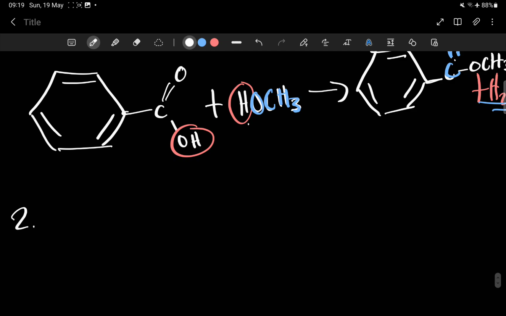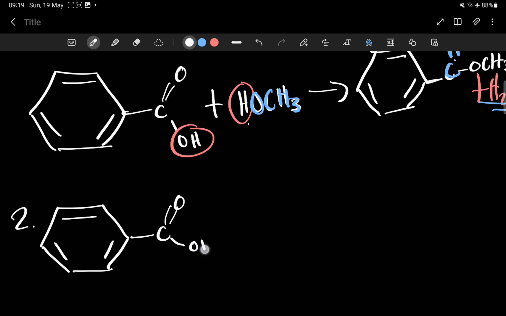Now, let me show you in the second one where the trick is more feasible. Instead of reacting with an alcohol, which we called esterification, here it is now reacting with a base. So let's put the same one, this benzoic acid. Benzoic acid, come here. We know you are like this.